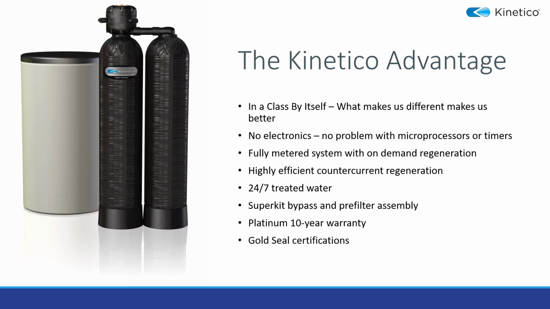The unit is set based off the hardness level. This will tell the system how much soft water the system can produce before a regeneration is required. As the household uses the water, the unit will meter this usage. And once the unit hits its capacity level, the system will initiate the regeneration cycle automatically, only regenerating when necessary, saving salt and water, and fully on demand. The regeneration can happen at any time of day.